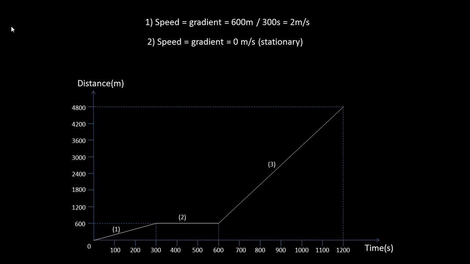In section 2, the gradient is 0. The person isn't moving, they're stationary. Section 3, we go up a distance of 4,200 metres in 600 seconds. That gives us a gradient of 7, which gives us a speed for that section of 7 metres per second.